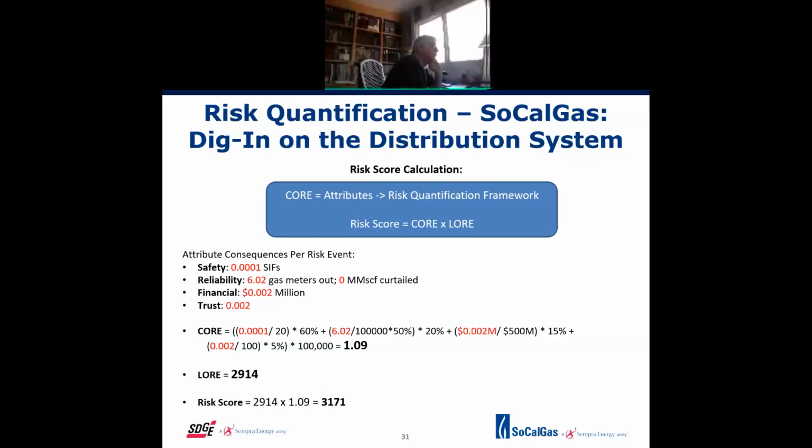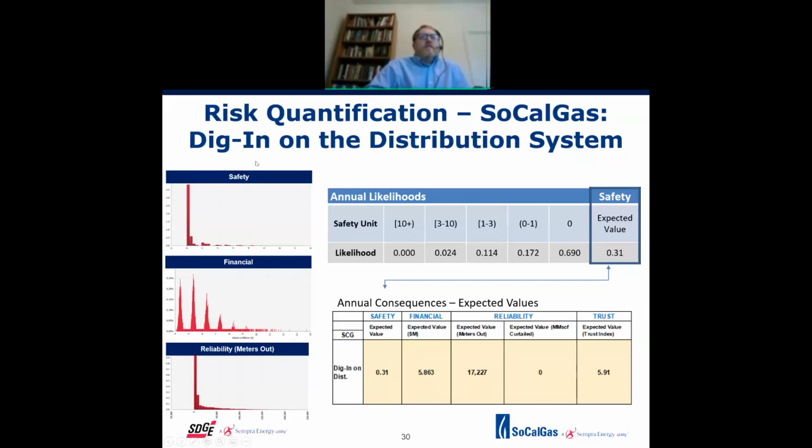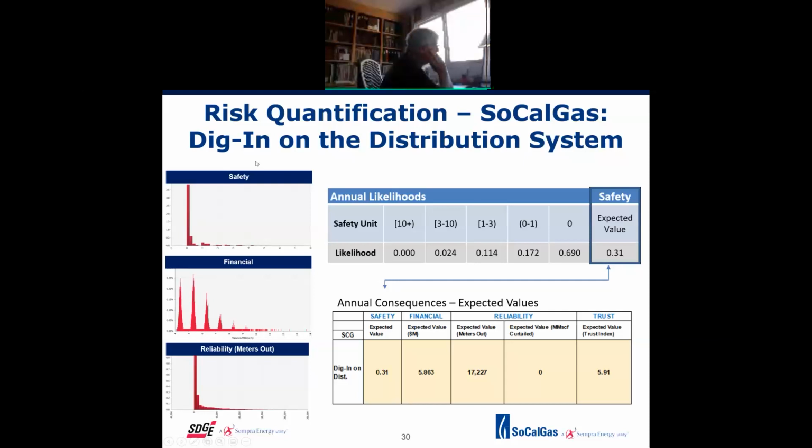Clarify, please. Could you return to slide 30? Please tell me what the safety attribute is in the box to the left of the table. Is that the one that Joe's circling? Yes. I believe that is the annual safety.